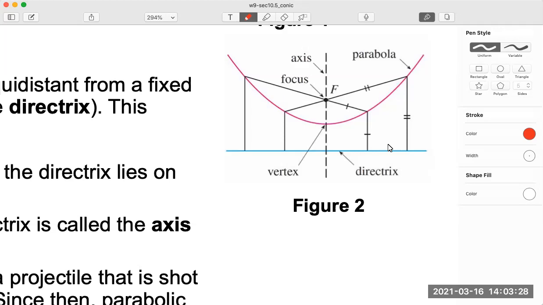Okay, is it clear? So a parabola is a collection of points whose distance to a given point here, we call it a focus, and to the line here, we call it the directrix, are all the same, equivalent. And this point here, we call it the vertex. This, we call it the axis, okay?